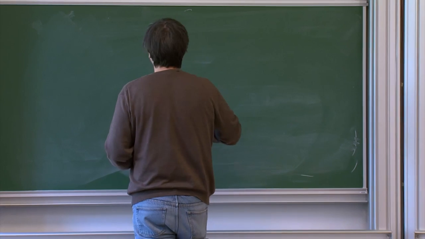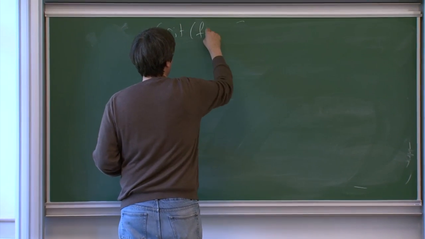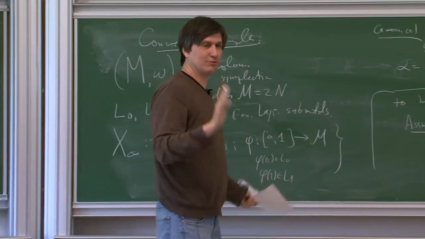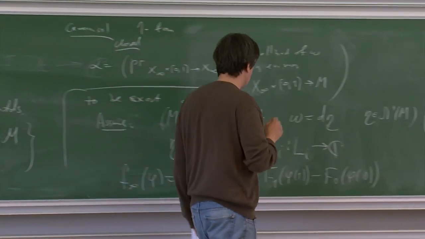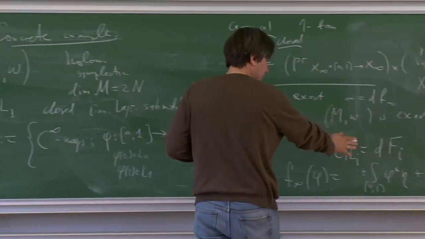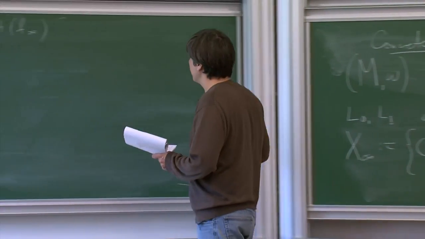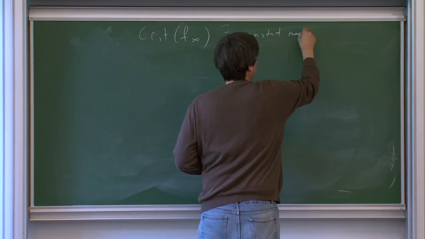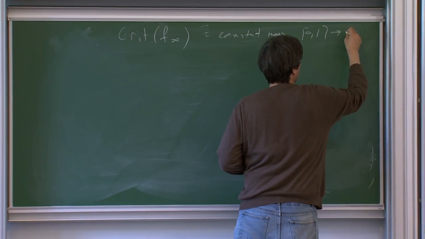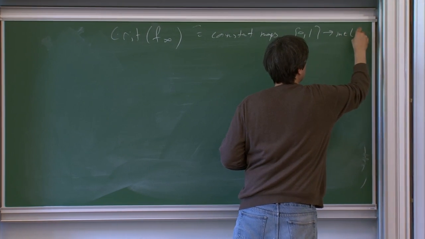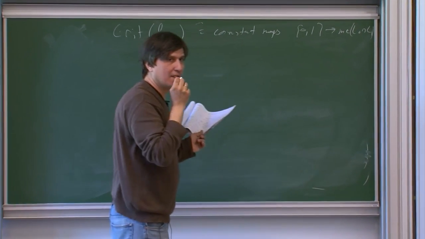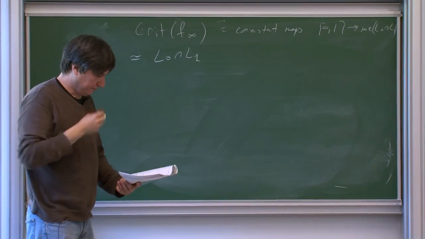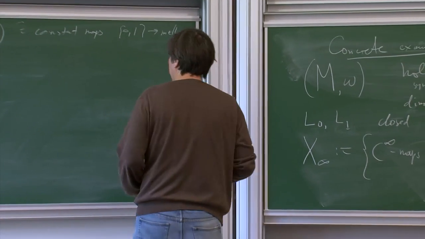What are the critical points? Wait, you don't want to put any Hamiltonian? No, nothing. That's it. Just two Lagrangians. Exactly. What are the critical points? It's very easy to write, just see when the derivative is zero. It turns out they are constant maps from zero to some point M sitting in the intersection. So the set of critical points is isomorphic to the intersection. And let's assume that the intersection is compact.